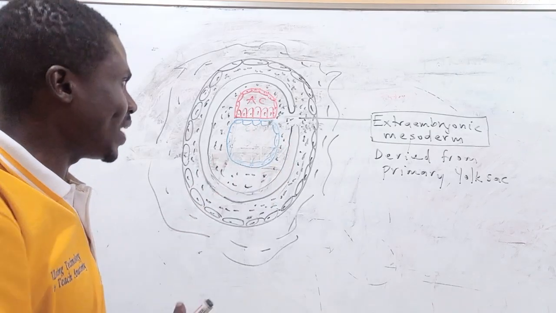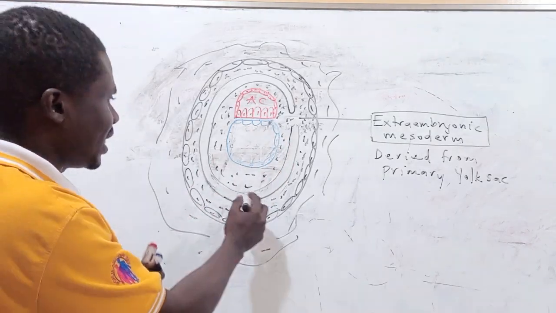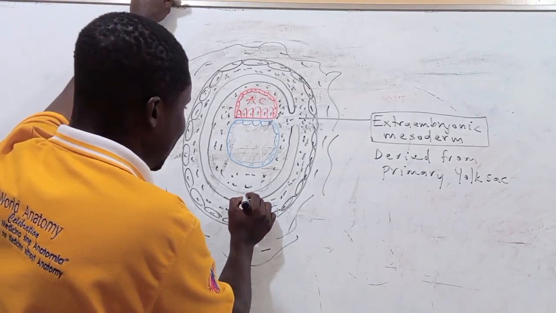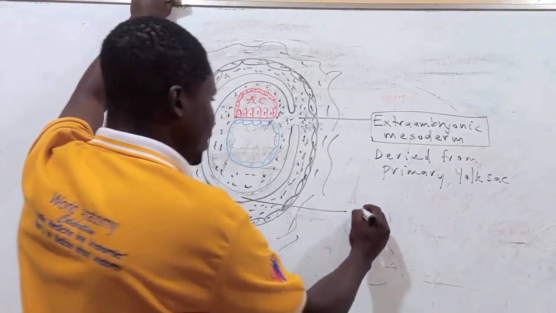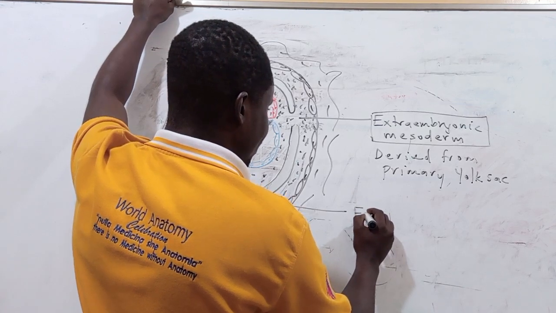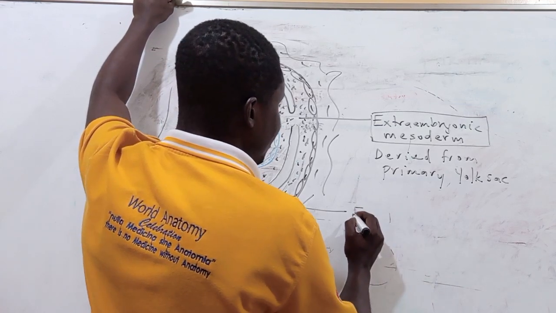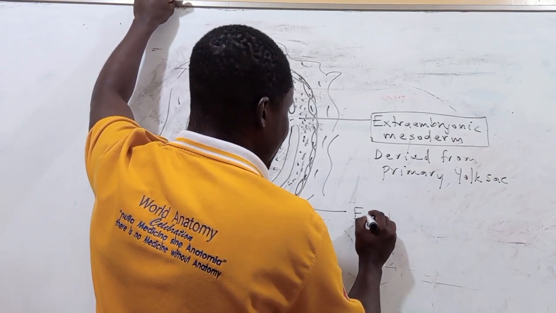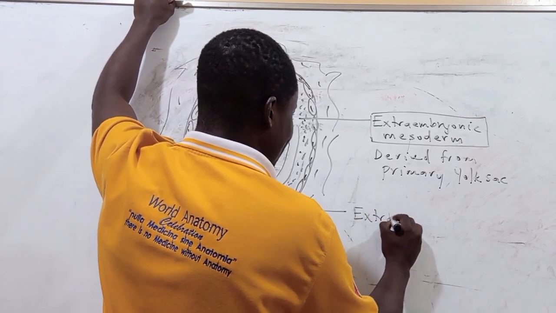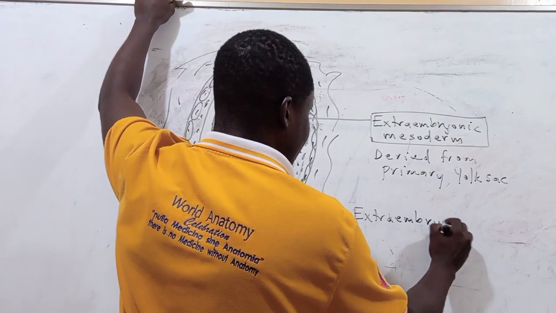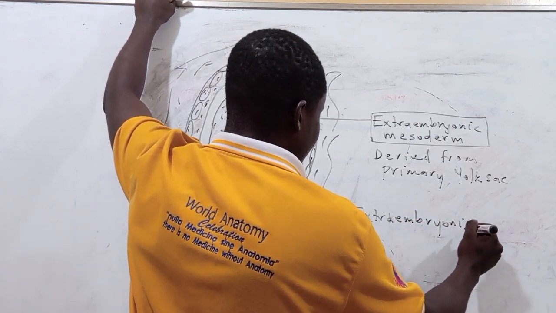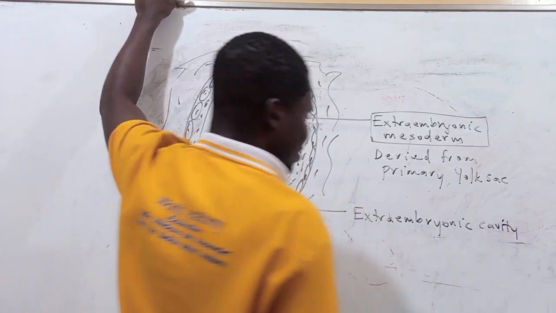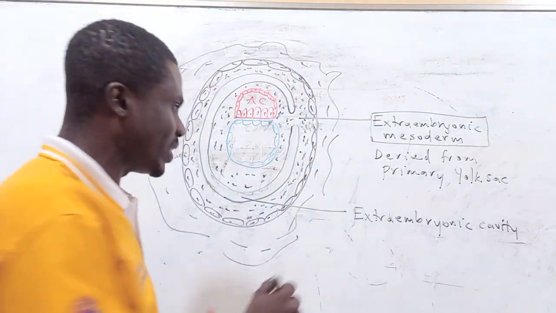Now I'll show you something over there. With the help of this, there's a cavity which has been formed over here. And this cavity which is formed over here is called the extra embryonic cavity, something we also call the chorionic cavity.